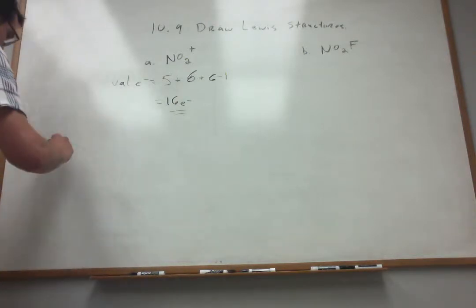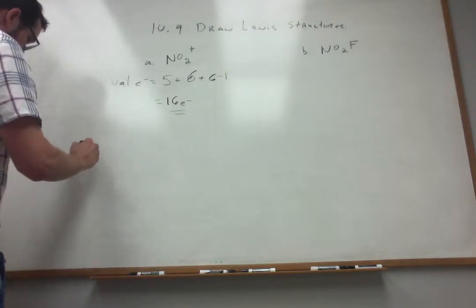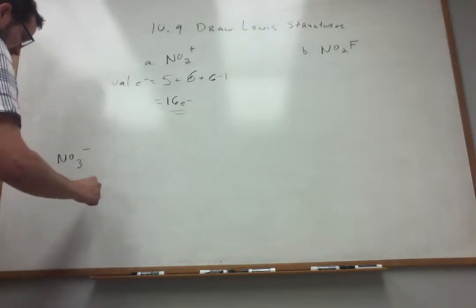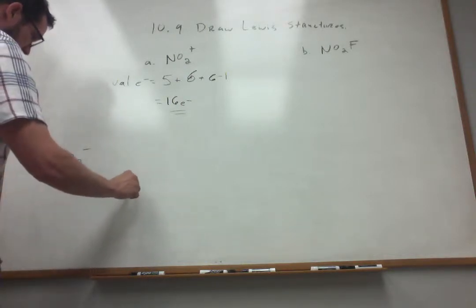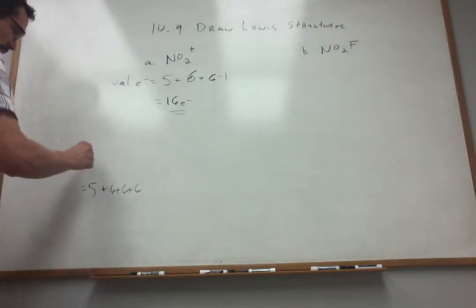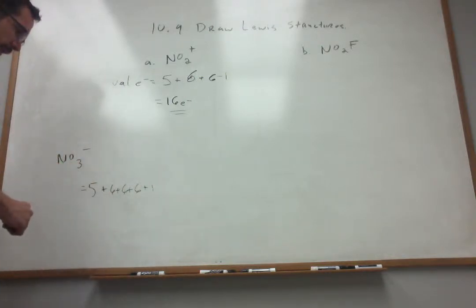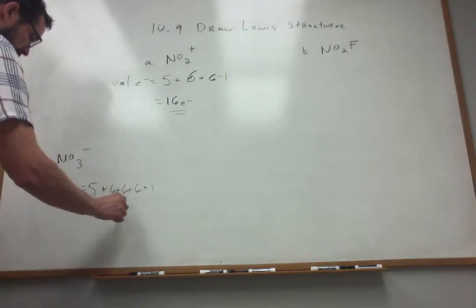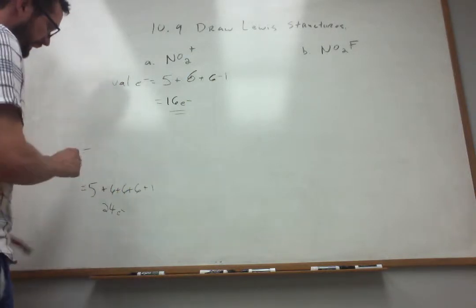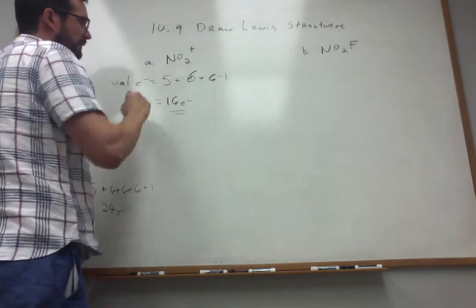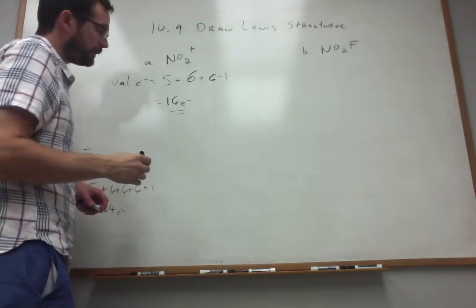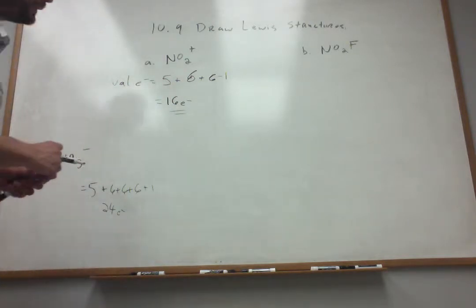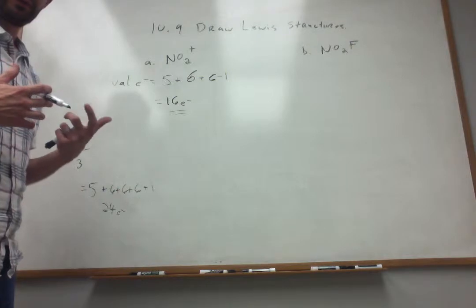Now, if this was, let's say, NO3 minus, nitrate, I would ask how many valence electrons do I have? I've got 5 for the nitrogen, each oxygen has 6, and then I've got 1 more, so there I would add 1. In total I'd have 24 to deal with for nitrate. But that's a negative ion. Here in this problem, I've got a positive ion, so I've got to remove an electron. I have 1 net positive charge in my cluster, and that yields 16.